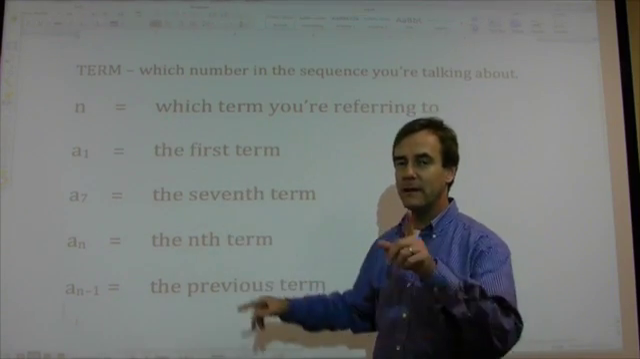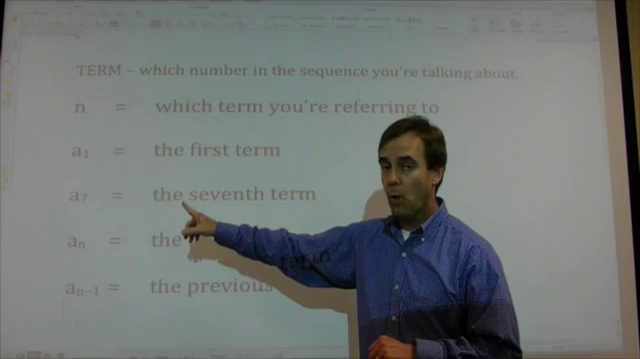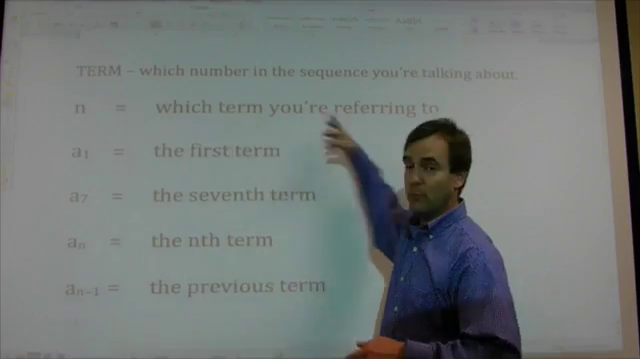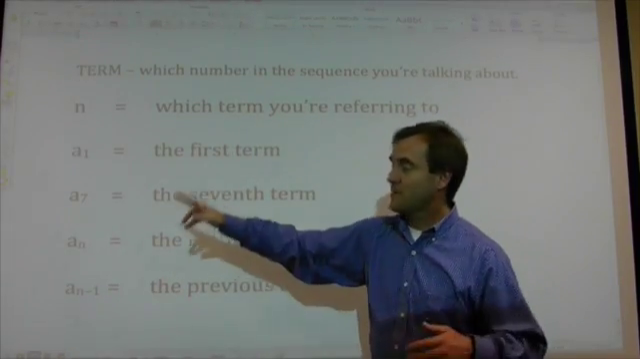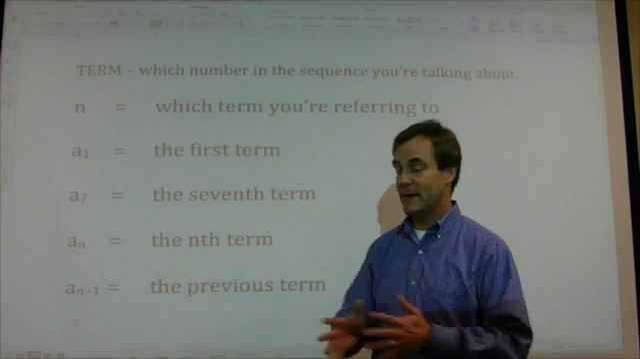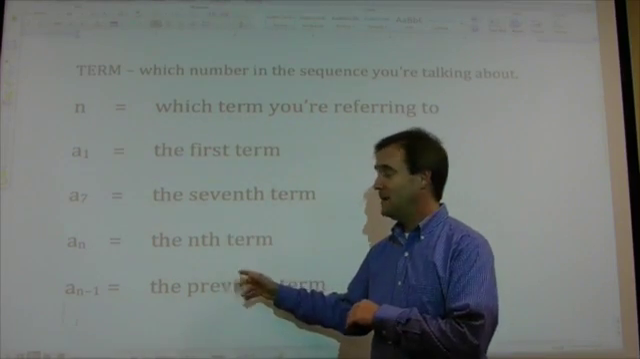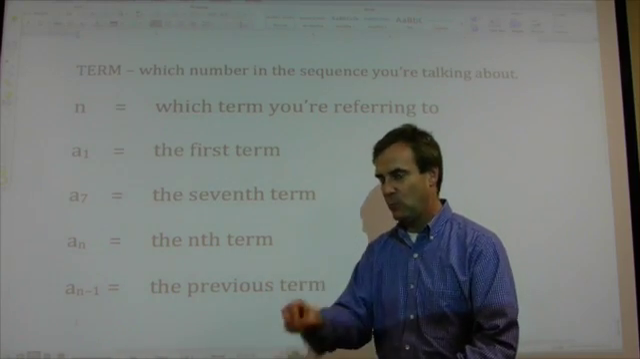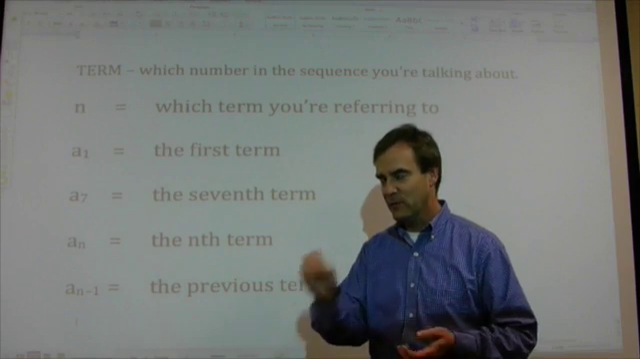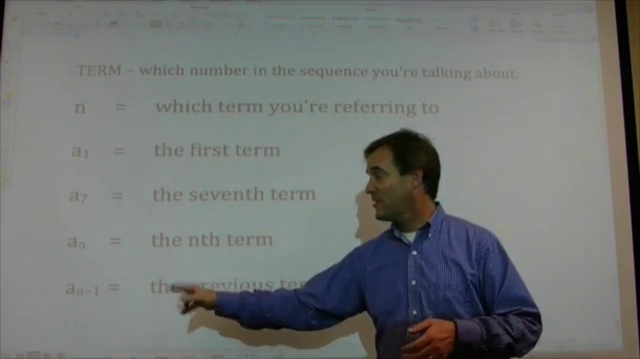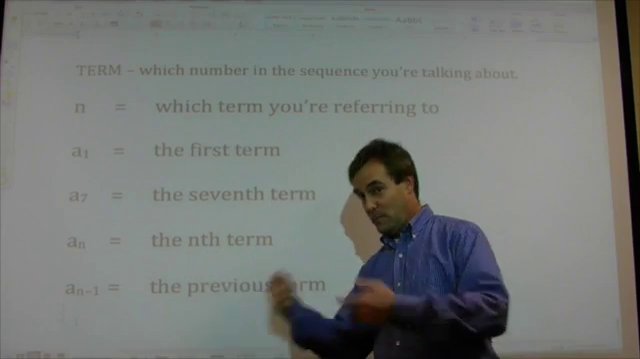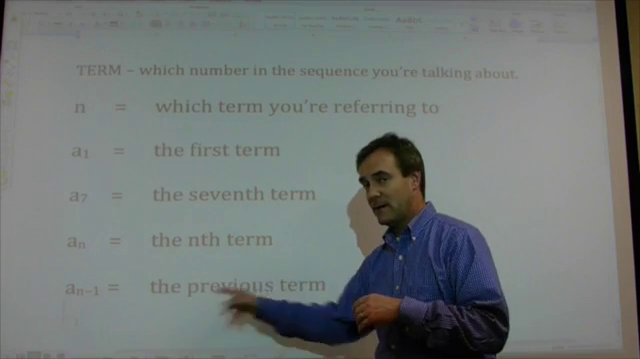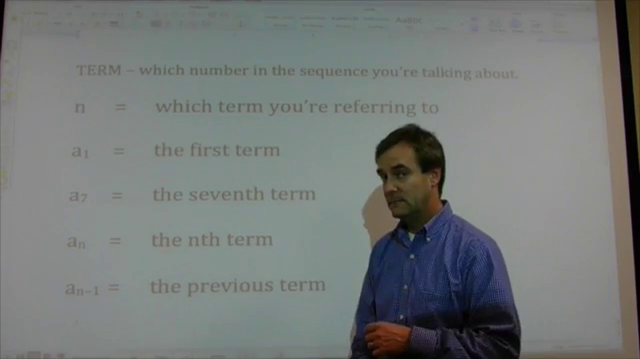So a sub 1, hear that carefully, a sub 1 means the first term in the sequence, whatever starts the sequence. In that first one we had, it would be 1. A sub 7 would mean the seventh term in that sequence. A sub n then means the nth term, which means pick a term, whichever one you're talking about. It's the nth one, it's that one. It's sort of a generic way of saying, here's a term, let's think about that one. And a sub n minus 1, meaning before, means whichever term I'm looking at, a sub n minus 1 is the one from before that.